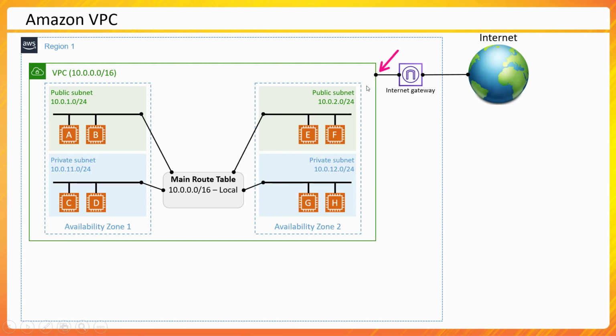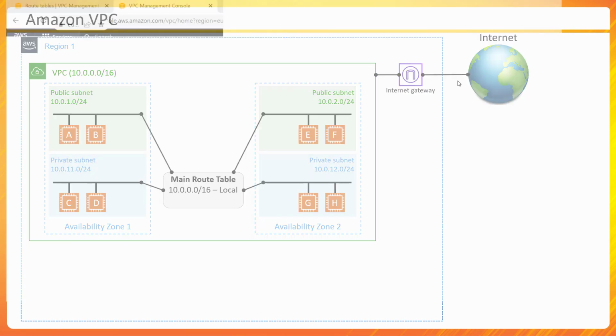See, this attachment happens to a VPC, and through it you are able to forward your traffic to the internet. So let me go ahead and create an internet gateway, attach it to a VPC, and then we will see how the traffic goes outside.